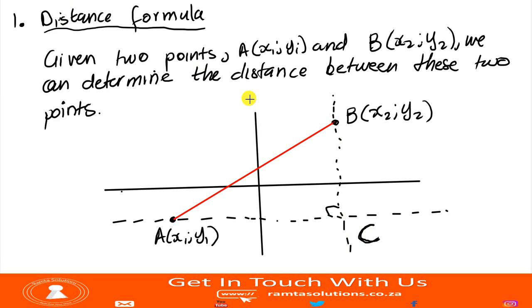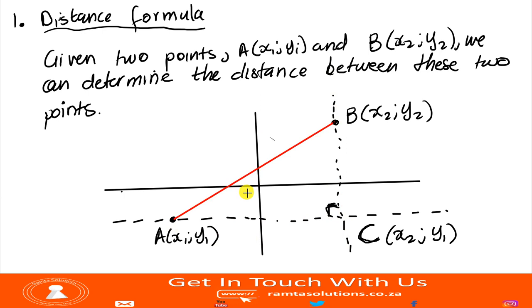Now, what are the coordinates of point C? What is the x value at point C? It looks like it's the same x value as that of point B, so it'll be x2. What is the y value? It cannot be the y value of B, but it is the y value of point A, which is y1. Can you see that? As you can see, these were horizontal and vertical lines, so this becomes a 90 degrees. So we can use Pythagoras theorem because triangle ABC is a right-angled triangle.